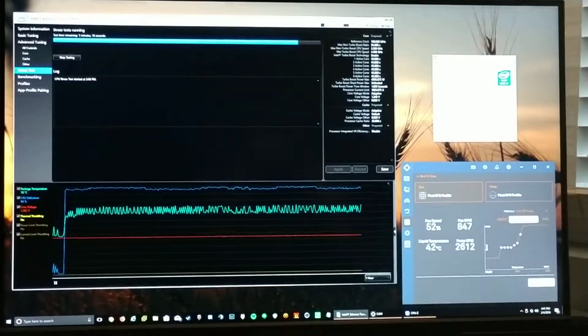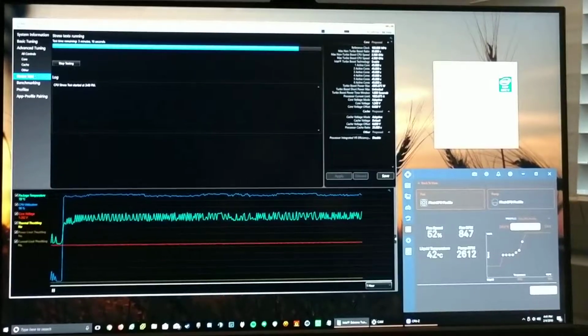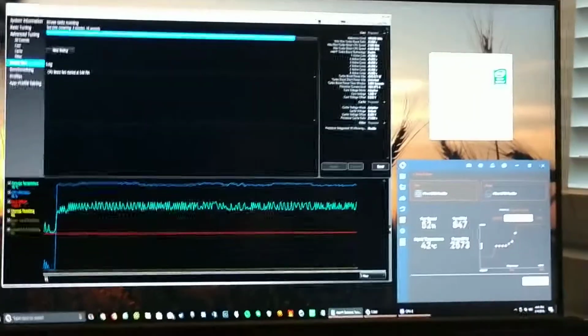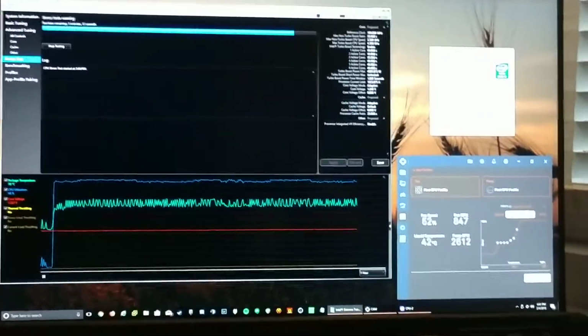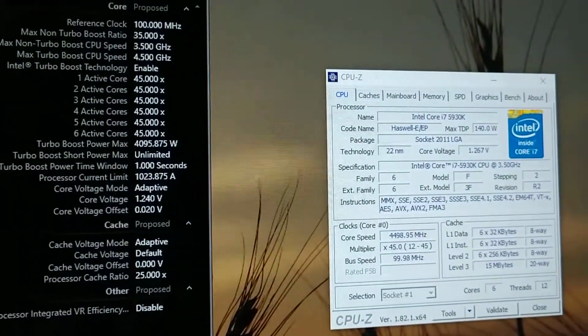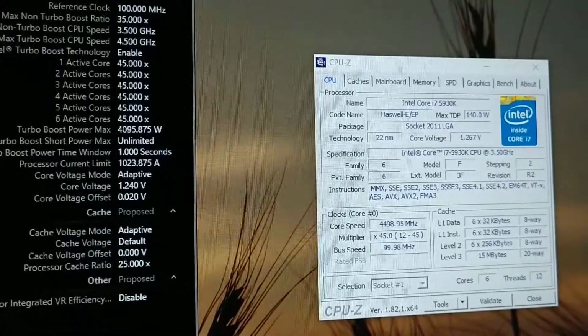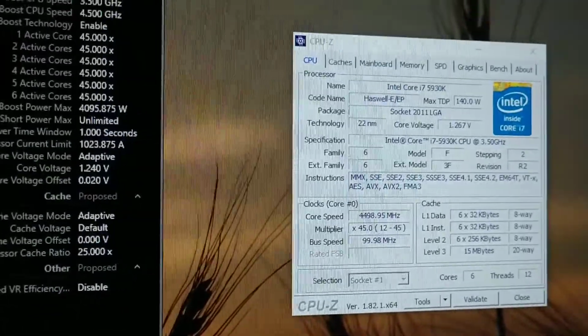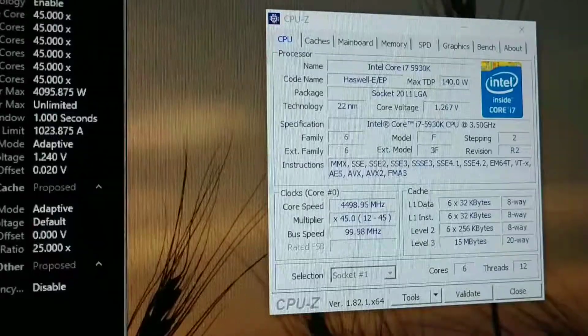Alright, we're about an hour into XTU, beating the crap out of my 5930K, overclocked to 4.5 gigahertz. Running 45 by 100 on all six cores, about 1.26 core voltage. It's been pretty steady.